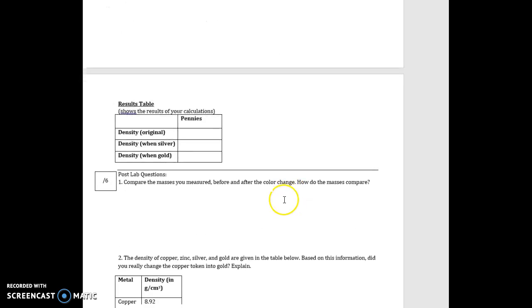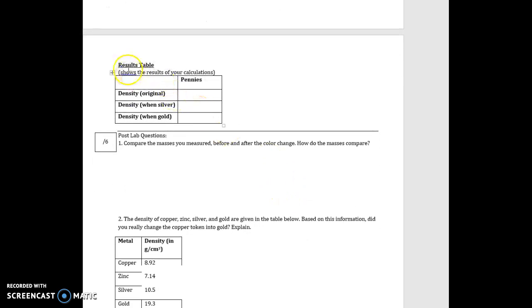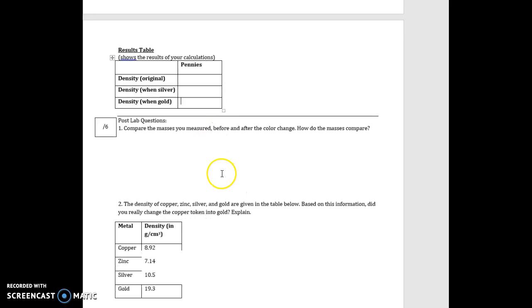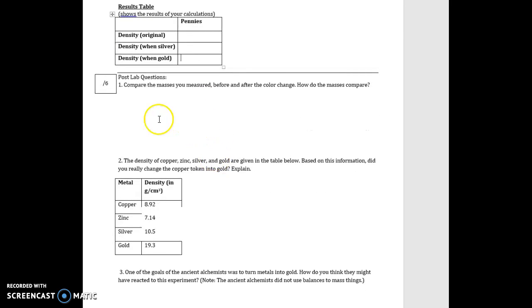For all 3, results table. The results table is the results from your calculations. It is not a data table. It shows the results from your calculations. Okay, so go ahead and put in your densities here, your grams over milliliters, and then you answer the 3 questions.